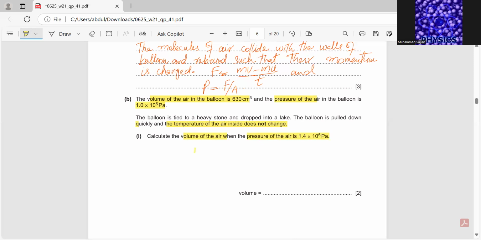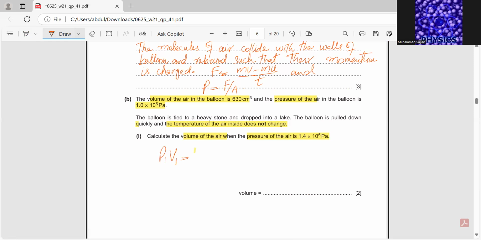So now, as the temperature stays constant and we have two values of pressure and one value of volume, easily we can calculate the unknown value of volume, or final volume, by using Boyle's law. Let's solve it now. P1 V1 is equal to P2 V2. So by making V2 the subject of the equation, we get P1 V1 over P2. Let's place the values there now.